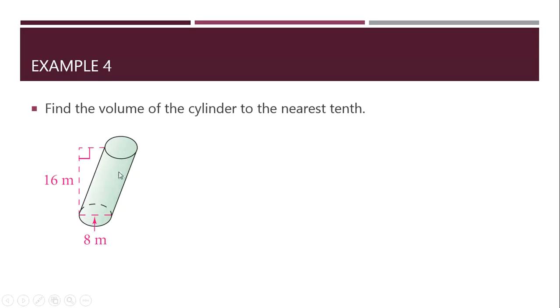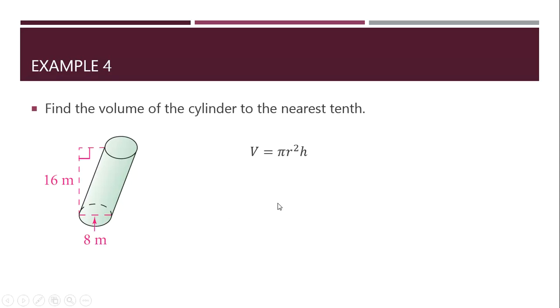So we don't care that the cylinder's oblique. We said that the problem still works, the rules still apply. It's still going to be the volume equals pi r squared times the height. My height is 16, but watch out. Remember that r stands for radius. That 8 meters isn't the radius, it's the diameter.